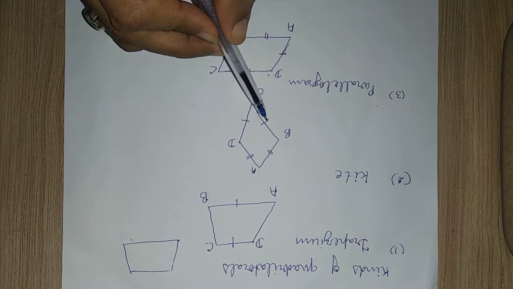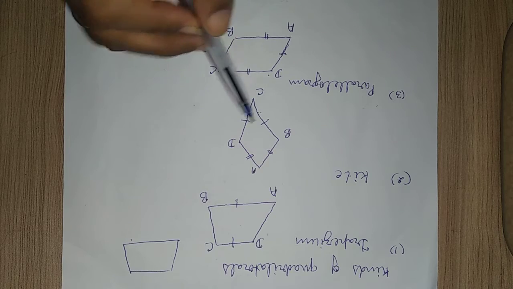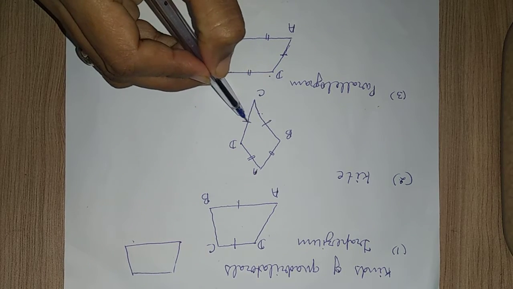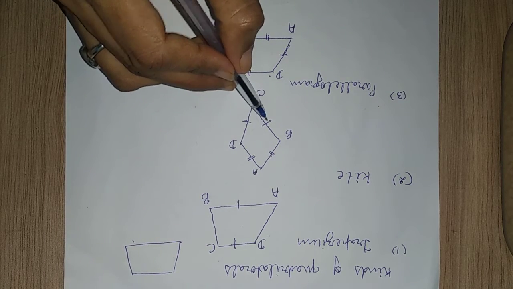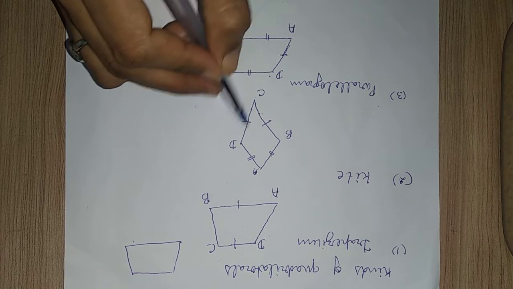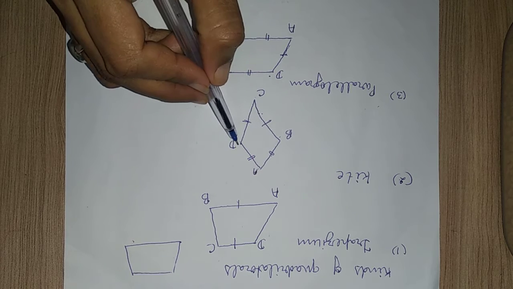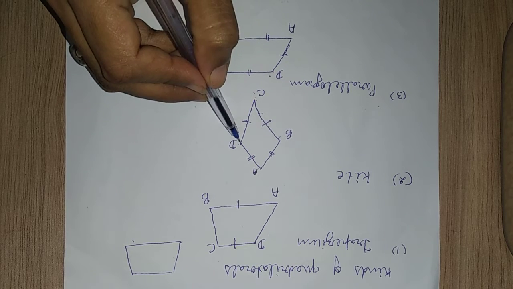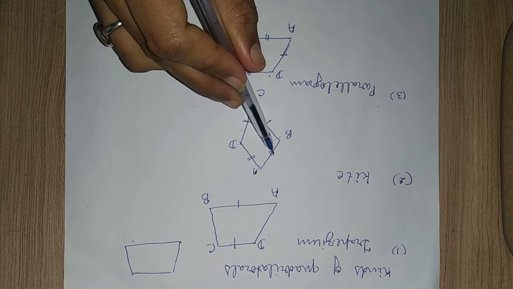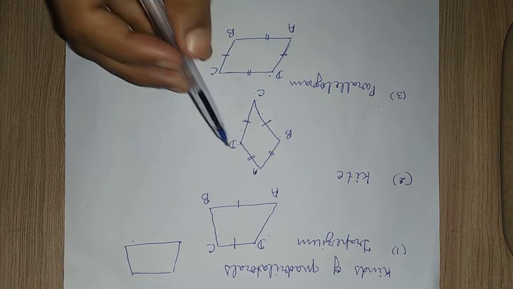The next type of quadrilateral is kite. In a kite, exactly two pairs of adjacent sides are equal. In this quadrilateral ABCD, since it is a kite, AB is equal to AD and BC is equal to CD. These are two adjacent pairs of equal sides.